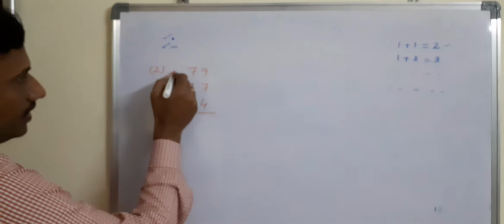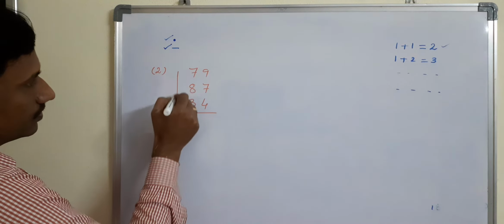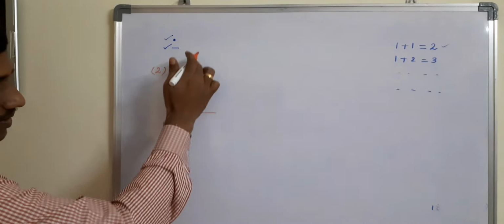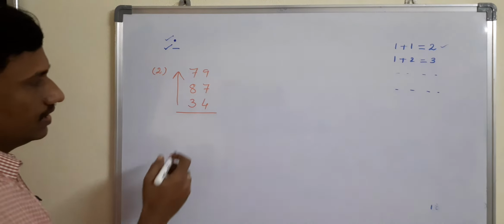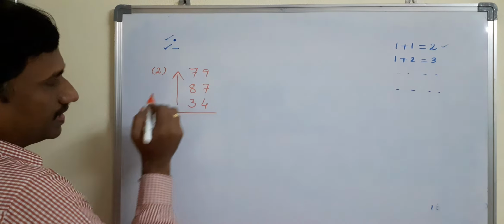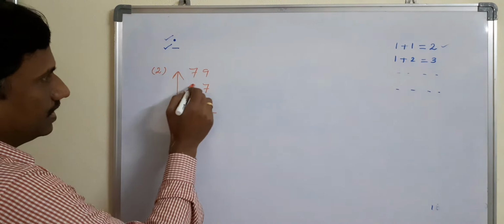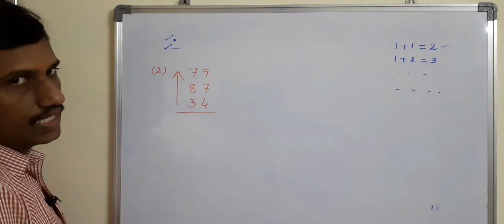And at the same time, while adding a single column like this, you can do addition from top to bottom or bottom to top. That is your choice. Suppose here I am taking bottom to top, for example. You can take from top to bottom also. See here. First 3 plus 8, 11. 11 plus 7.